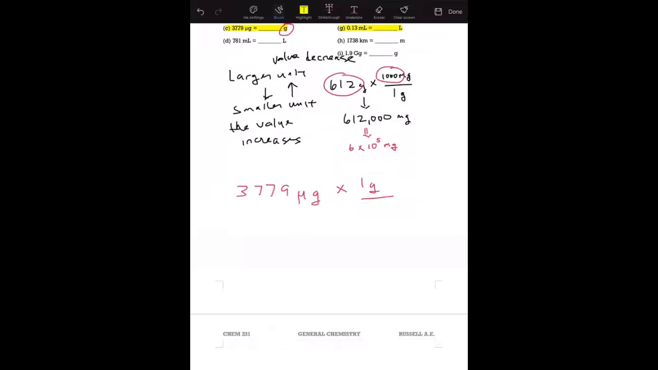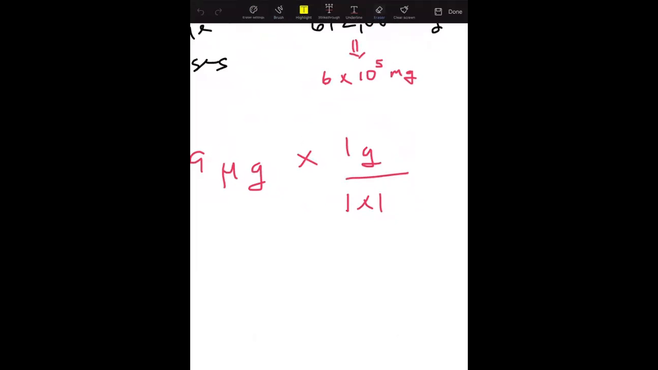Notice what I want to keep, I put in the top. What I want to get rid of, I put in the bottom. 1 gram over what? 1,000,000 micrograms, 1 times 10 to the 6 micrograms. Notice I'm going now from smaller to larger. So that means my number is going to be very small. It's going to decrease. I'm sorry, not -6. It should be 10 to the 6.